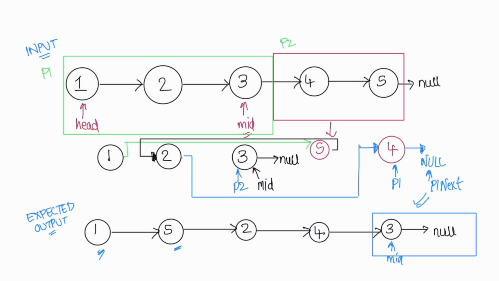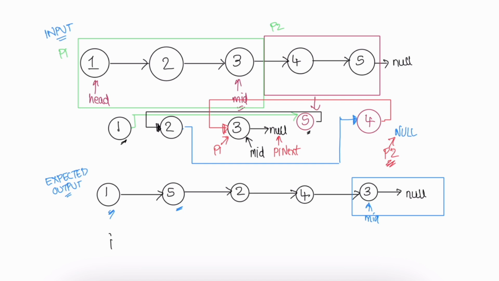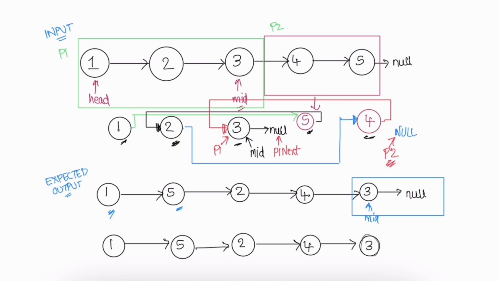And now we have to proceed further. P1.next is this, right? We have to change that to P2. So P1.next will move to P2 and P1 will move to P2. And P2 will move to P1 next, and P1 next will move to P1.next, which is here. And now P2 is equal to null, so we end the iteration. And now let's form our output, which should match our expected output. So we have 1 which is pointing to 5. And now 5 is pointing to 2, and 2 is pointing to 4, and 4 is pointing to 3, and 3 is pointing to null. And this is our output, which is matching our expected output.